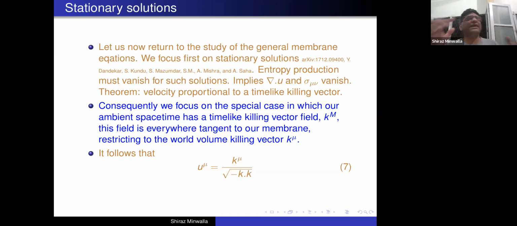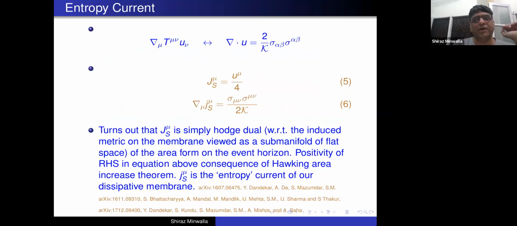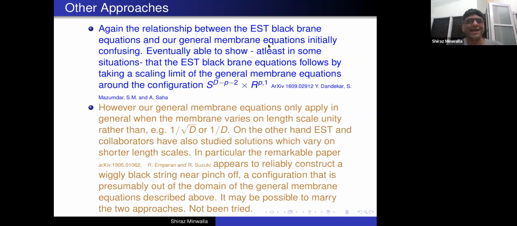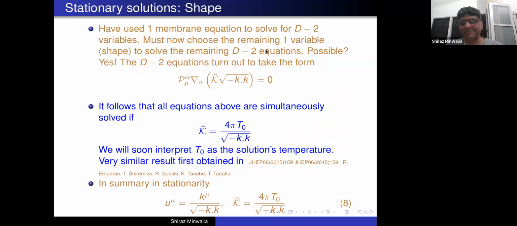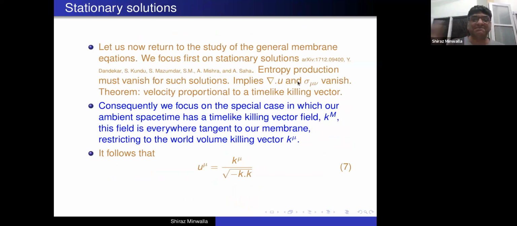Now, we want stationary solutions of our membrane equations. We want solutions in which the divergence of the entropy current vanishes, because entropy shouldn't be created in these solutions. It should just be stationary. So del dot J should be equal to 0. But del dot J in our problem was just del dot U. So del dot U must be 0. But we see from this equation that del dot U is 0 only if the shear of the velocity field is 0. So stationary solutions are parameterized by a velocity that has both 0 divergence and 0 shear.